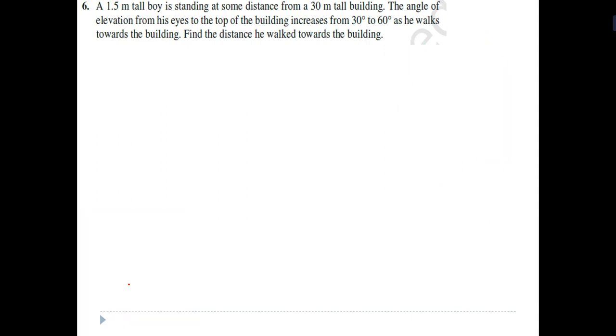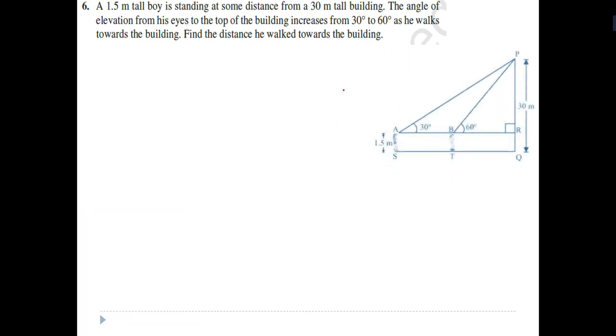Now let us see the first diagram or figure. So that is the figure. 30 meters is the building height. Now the height of the student is 1.5, so 30 minus 1.5 is 28.5. That is the height from here, 28.5. Here it is A, here it is B, here it is P, here it is R. These are all the same. Now let us see how we find it.